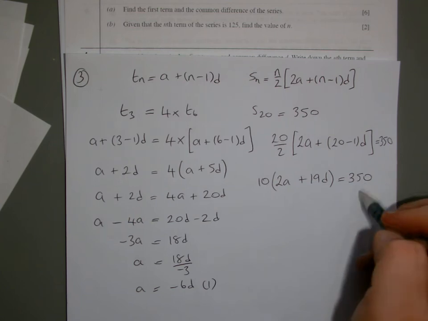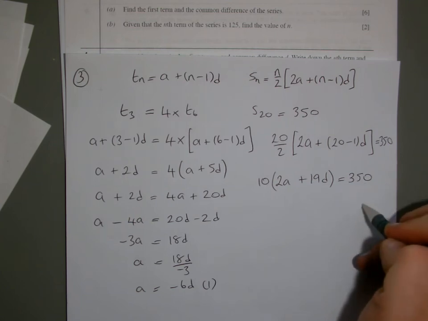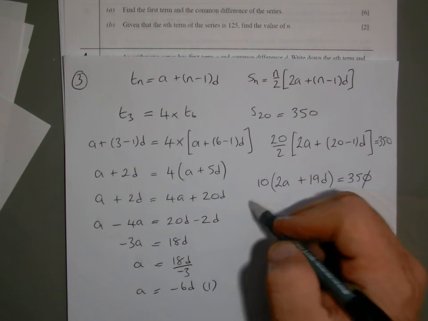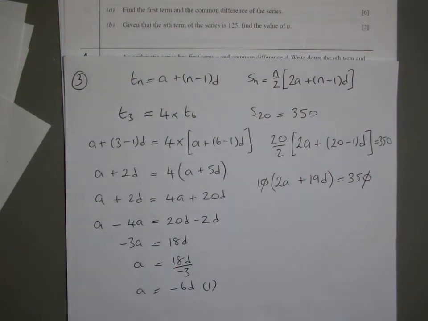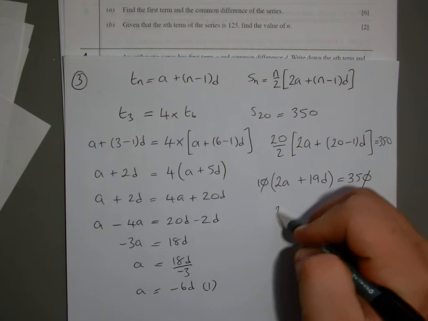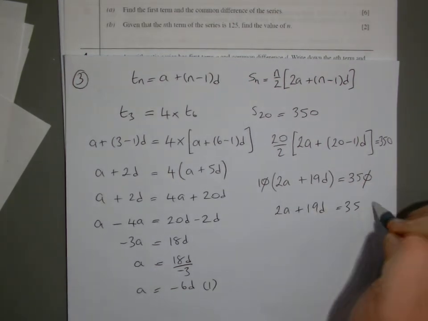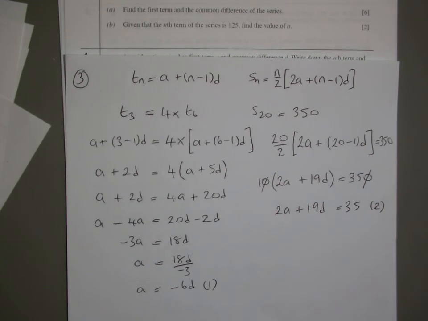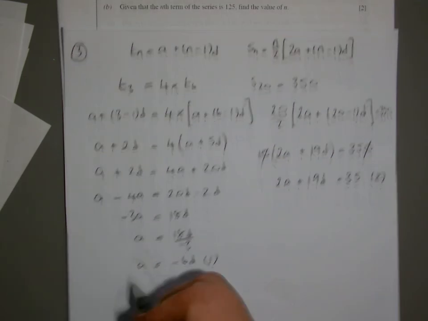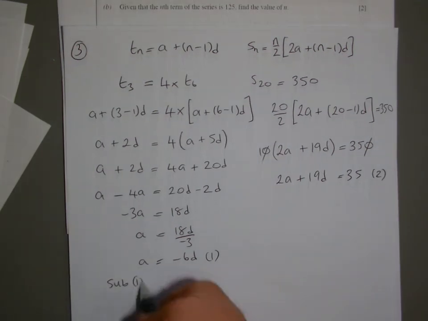Okay, so 350 divided by 10 will be 35. It's the same thing as cancelling that 0 with that 0. Okay, dividing both sides by 10. So I get 2A plus 19D is 35, and we call that equation 2. So then we want to sub in what we've got here. Okay, so sub 1 into 2.